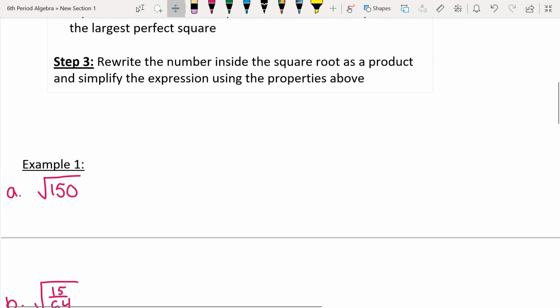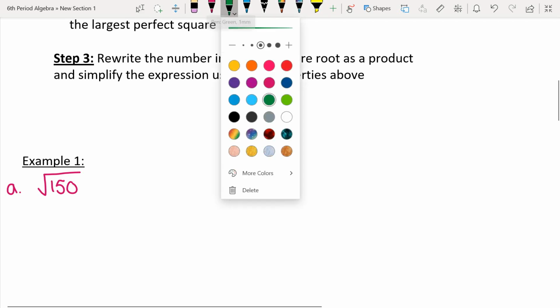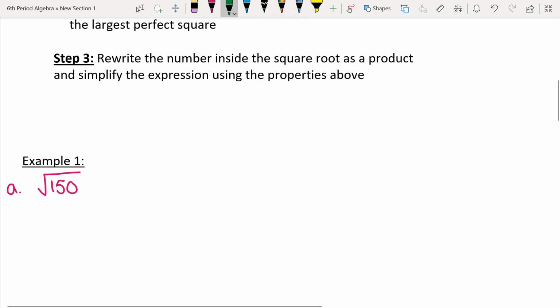Let's go example 1. We're going to use the 3 steps above to simplify the square root of 150. Now I'm going to tell you right now, the square root of 150 is not a perfect square. So what we have to do is use those steps above and use our square root cheat sheet as well to figure out how to rewrite this.